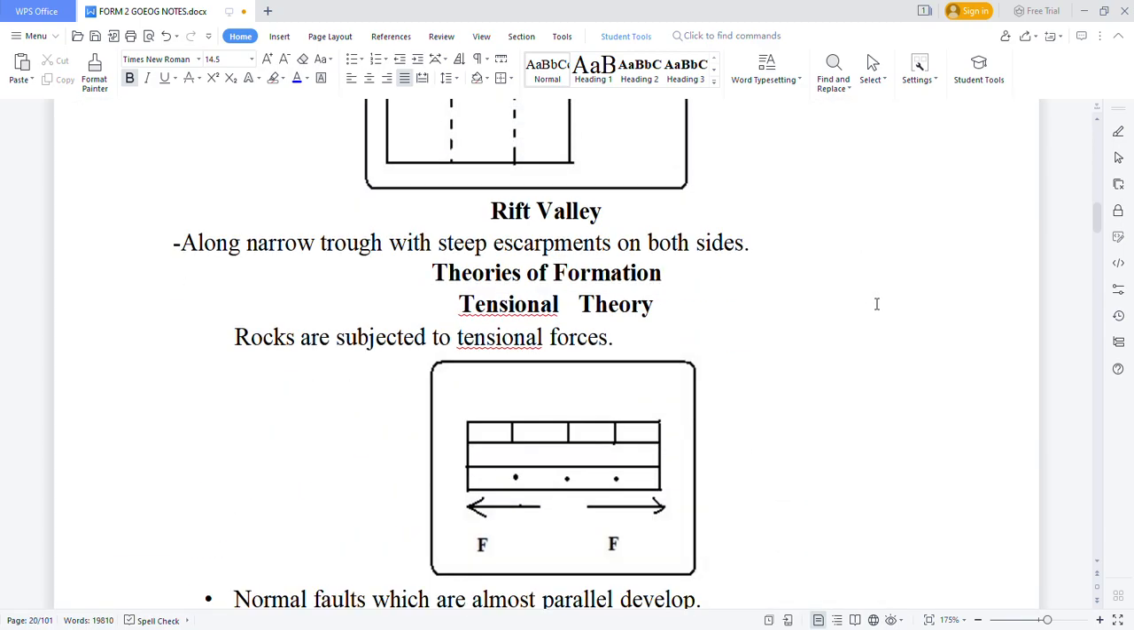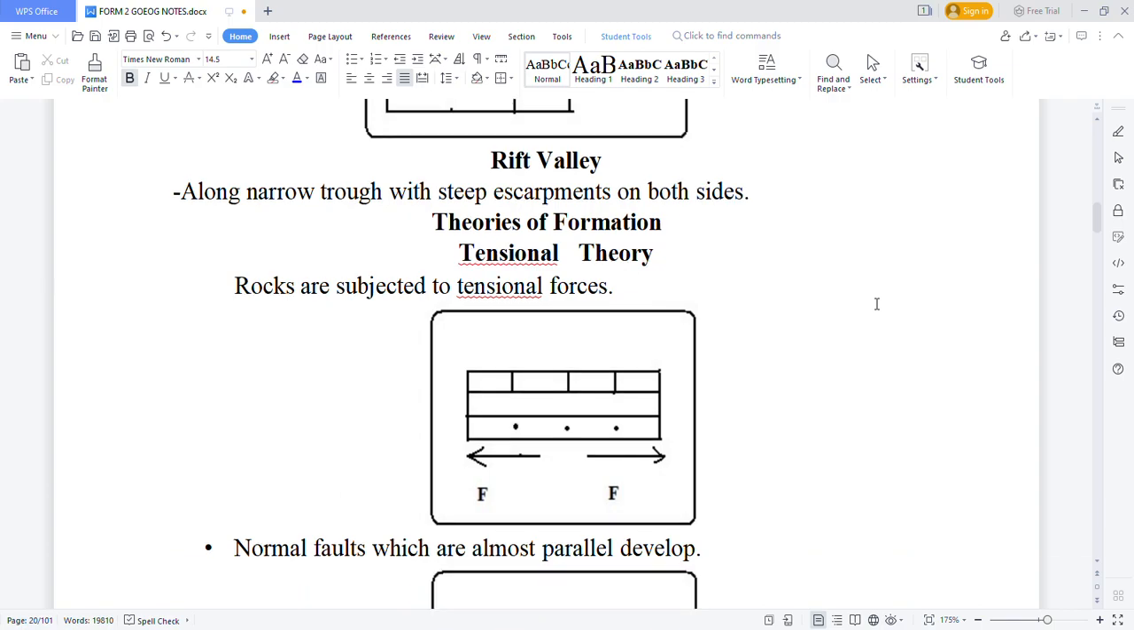You have the Rift Valley as another feature. A rift valley is a long, narrow trough with steep escarpments on both sides.